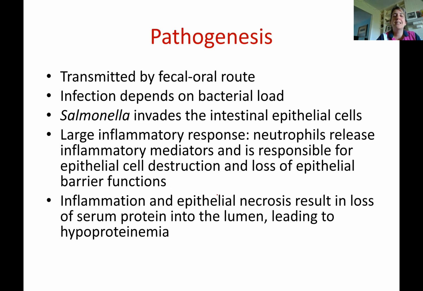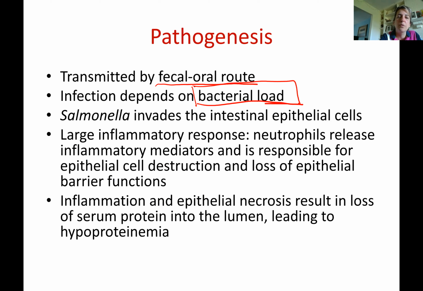The pathogenesis of this disease, and this is pretty much the same for us also: it is transmitted by the fecal oral route, like I said. The infection is going to depend on bacterial load. This is important, guys, for everything. So when a person gets sick with influenza, how sick they get also has to do with the viral load that they were in contact with. So some can become less sick than others, more sick, etc., because of the amount of viruses that they got in contact with. The same goes for Salmonella and other bacteria.